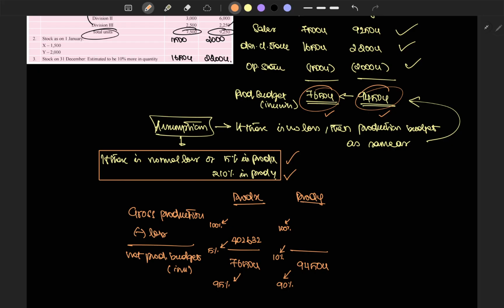7650 divided by 95 into 100, which is 8052 units need to be produced to get these 7650 units. Okay, and for product Y, 9450 divided by 90 into 10, which is 1050.